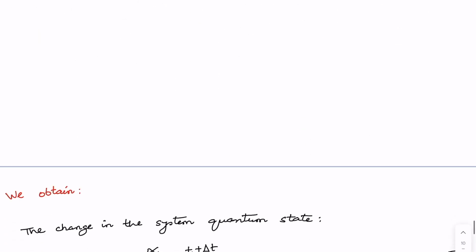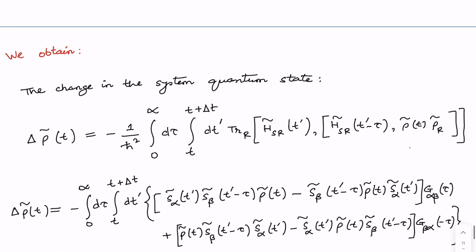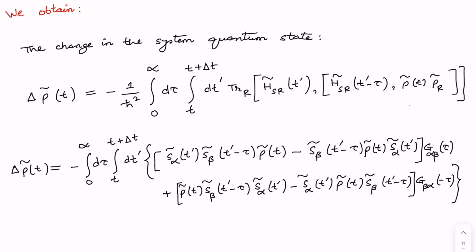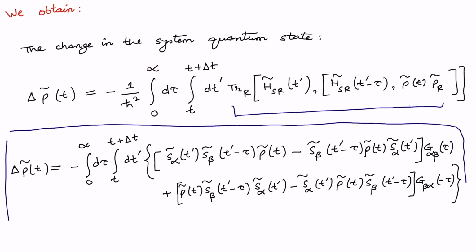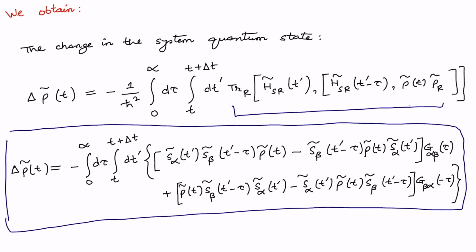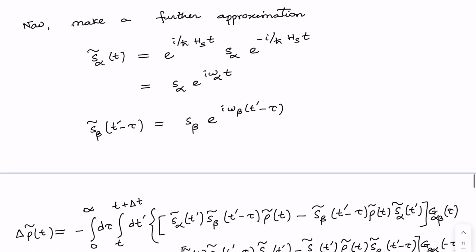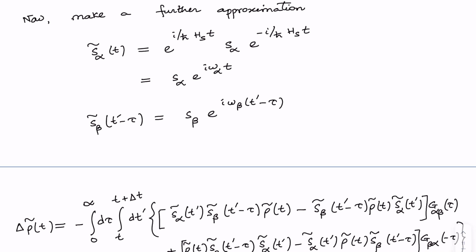Now the change in the system quantum state, which is given by delta rho tilde t. This is the integrand we had, and this integrand we have finally evaluated, and we are putting it into the whole expression. Then the change in the system quantum state is going to be given by this particular expression. Now let us make some further approximation. We are going to take the system operator in the interaction picture as this one.